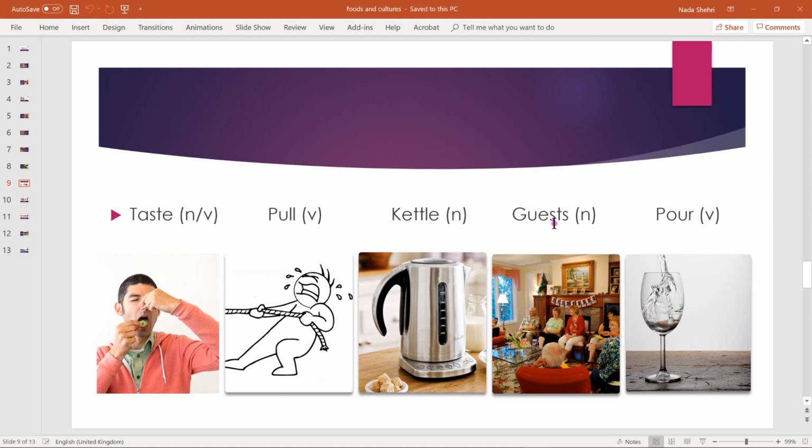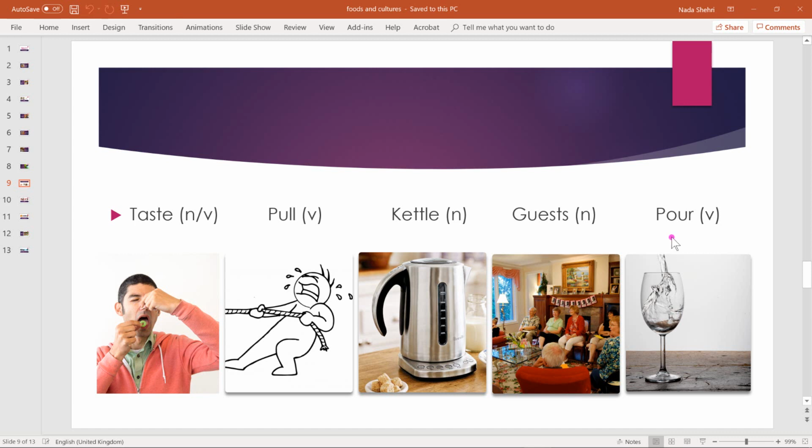Number 4, or term number 4, guests. Usually it is a noun. These are guests. When you have guests, for example, a graduation party or anything like that, you invite people. Those invited people are called guests, your guests in your house.